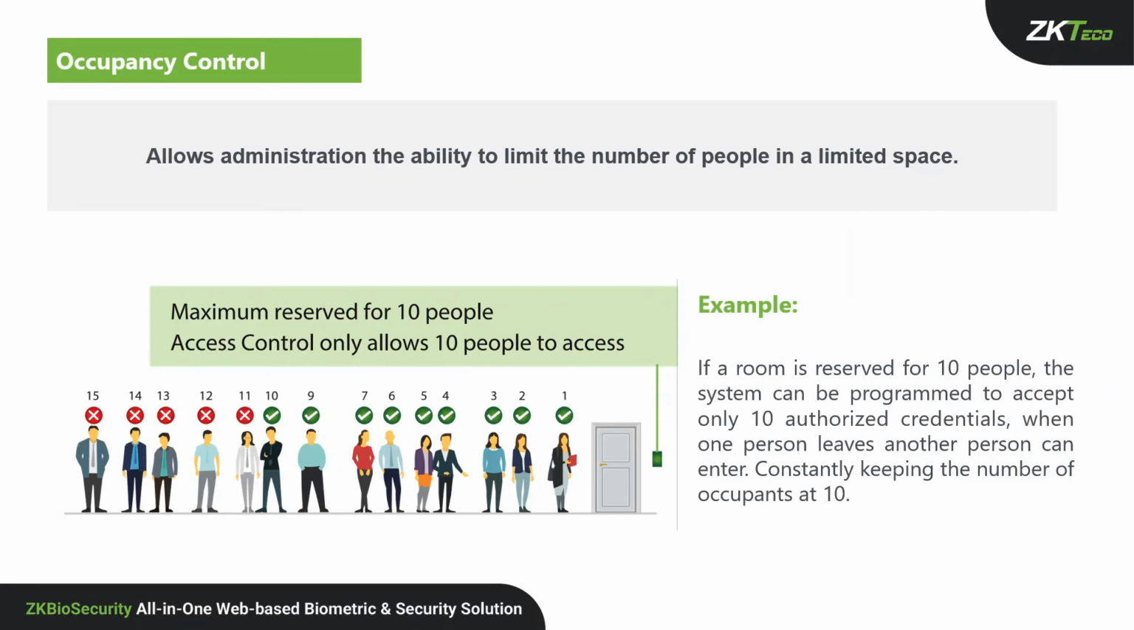Okay, occupancy control. This is to limit the number of people in a limited space. For example, only 10. As you can see on this screen, it is allowed for only 10 persons. If it is more than 10, you cannot access. If someone goes out, so the total is 9, then someone can enter again. So at most 10 per room. But it depends on you what settings you want, or how many users you want.